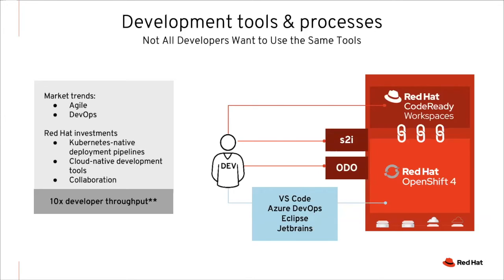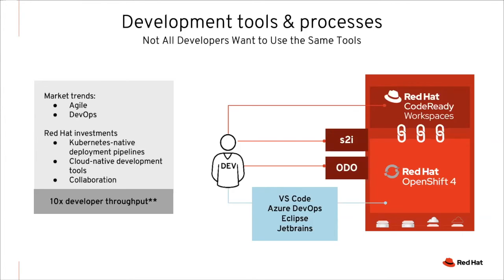So we've worked very, very hard on making sure that OpenShift supports native developer tooling. So there are native tools within the platform. There are CLI-based tools, there are API-based tools, but also we integrate with a number of the tools that you use all the time. So things like VS Code, Azure DevOps, Eclipse, JetBrains, the IDEs that developers want to work in.